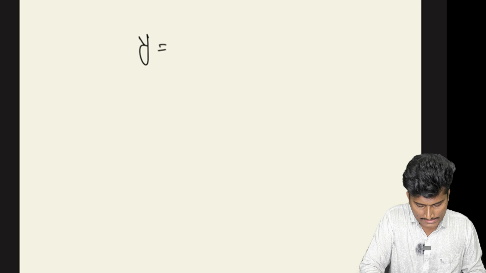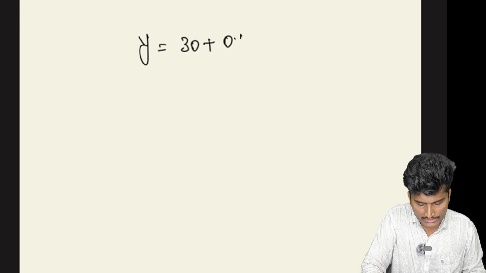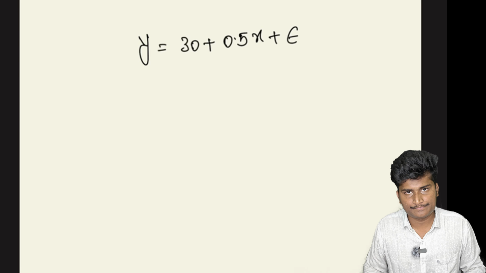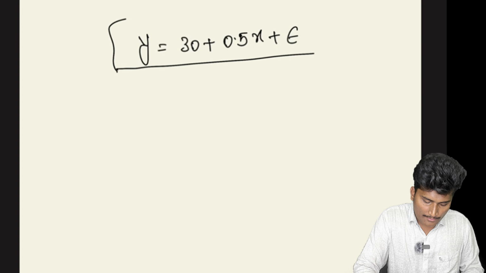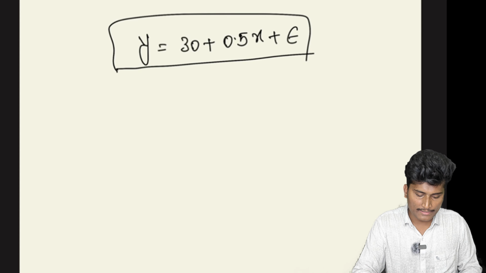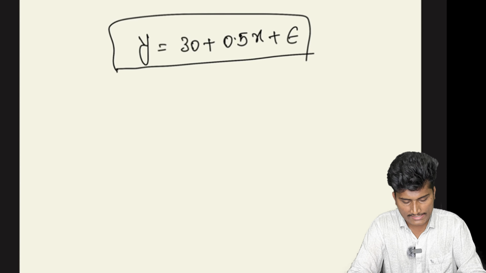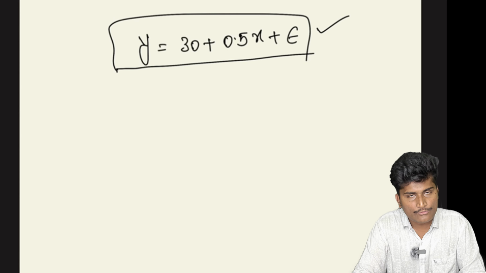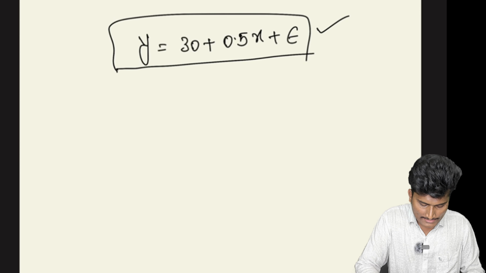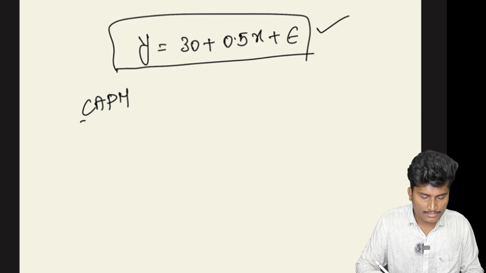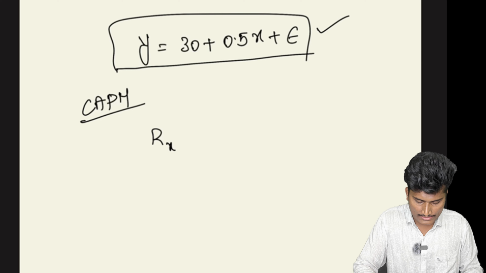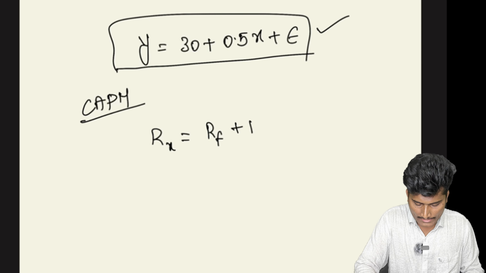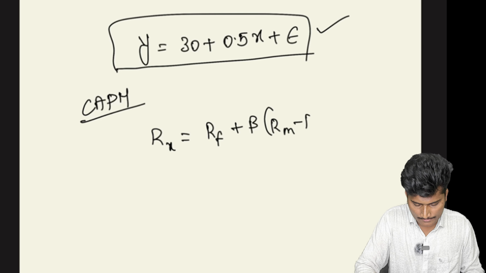Okay. Now our equation after the error term is y is equal to 30 plus 0.5 x plus error term. If you clearly observe this format, you would have seen it in CA. If you are a final student, you would have seen this format in almost every equation in financial management. Let's take an example of the CAPM model. What is the CAPM model formula? Rx is equal to RF plus beta into (RM minus RF).